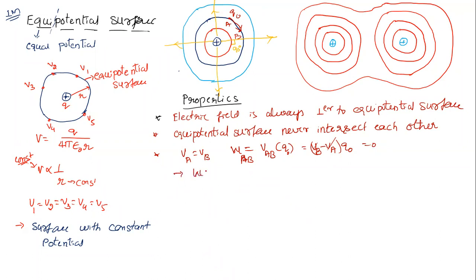Zero. The work done to move a charge on an equipotential surface is zero. Is that clear now? Yes, sir. So these are a few properties of equipotential surfaces, and there are many properties, but these three are enough as of now.